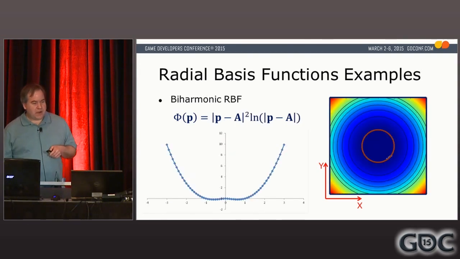Another one is the biharmonic radial basis function. Now, this one, too, is unbounded. It goes to infinity at an infinite distance from the center, but it's continuous.